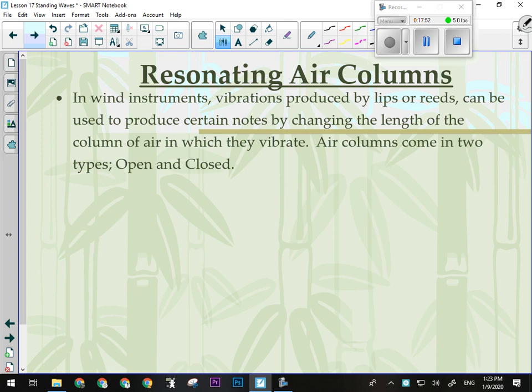Anyone ever done that? Again, all you're doing is making the crystal vibrate, and then that vibration is passed to the air sitting inside the glass. That air begins to resonate, and you get this sound. Depending on how much liquid is in the glass, you get a different frequency. If the glass is nearly full, you hear a very high-pitched sound.